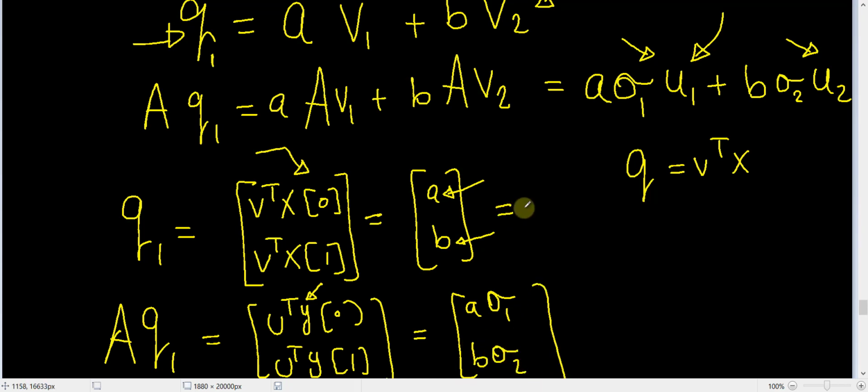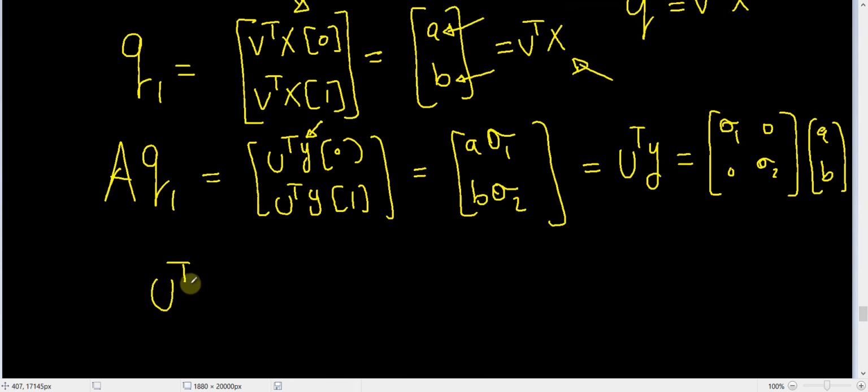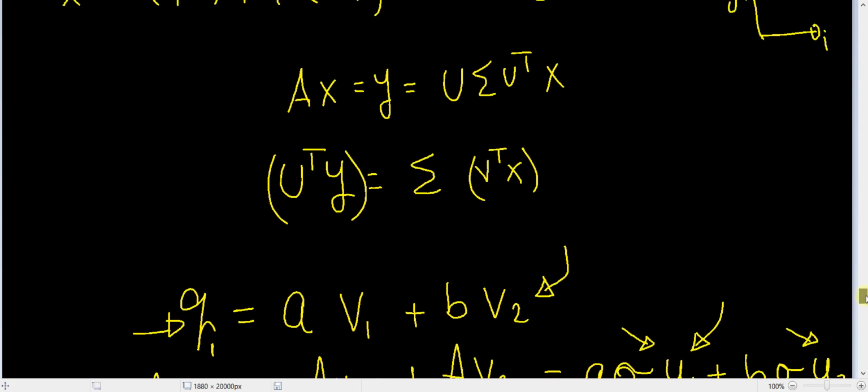Now this first component is equal to a sigma 1, and the second component is equal to b sigma 2. Now this first one right here is equal to V transpose x as a vector, and this right here is equal to U transpose y as a vector, but this is also equal to sigma 1, 0, 0, sigma 2 multiplied by a, b. But this a, b right here is this V transpose x. So we have reached the conclusion that U transpose y is equal to sigma multiplied by V transpose x, which is actually this original equation right here, but derived in a slightly different way.